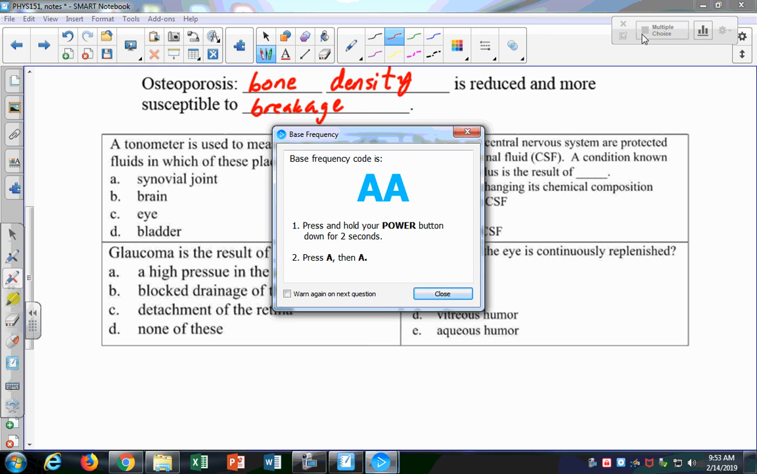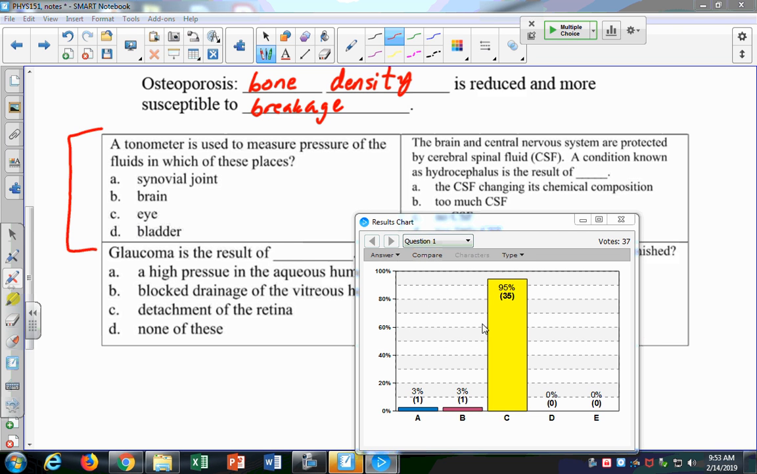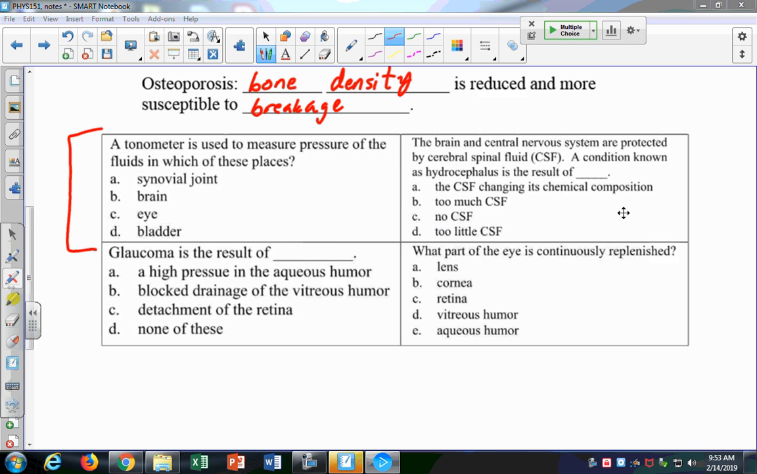The tonometer is used to measure pressure in which of these places? All right, let's stop at 23, 24. Awesome. C is right.